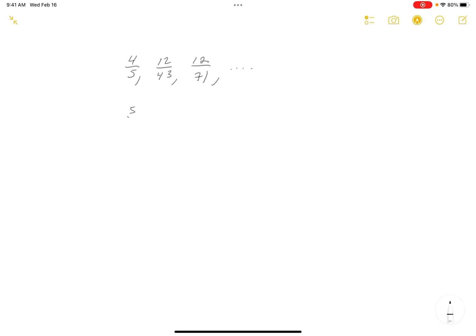Well, we get 5/4. Then you get 43/12. And then you're going to get 71/12. Well, the bottom line here is that these denominators are a lot easier to deal with, but I'm going to write them in a common denominator now to see if I can see a pattern to it. And I see 12 as being that. So 15/12, 43/12, and 71/12.